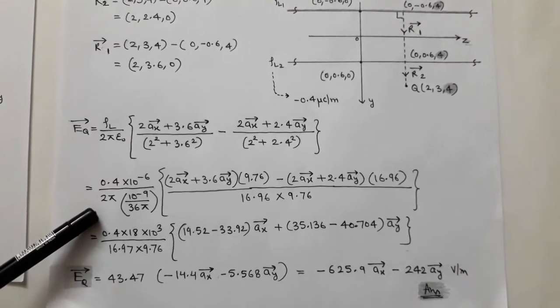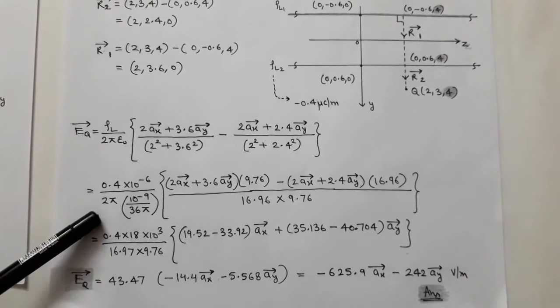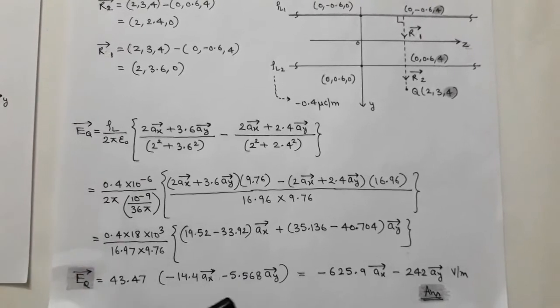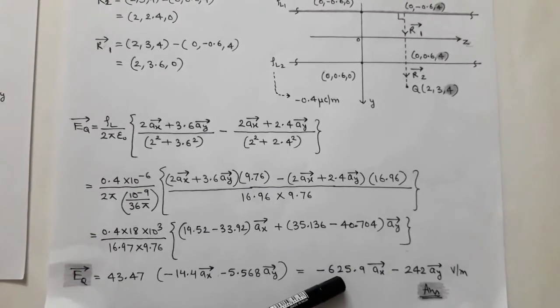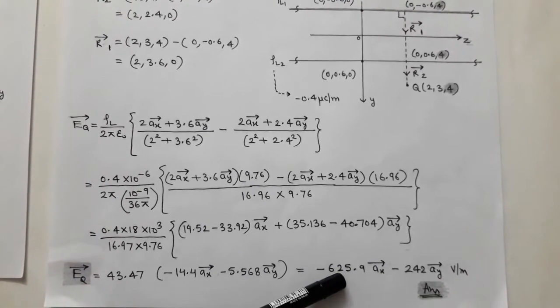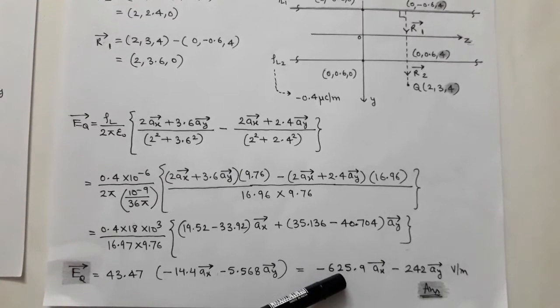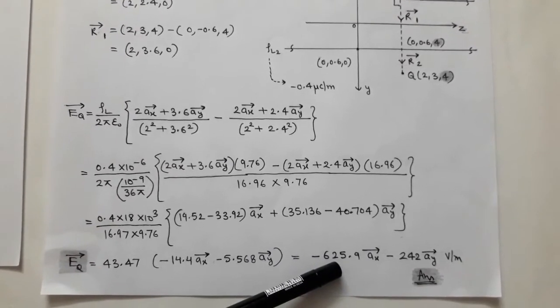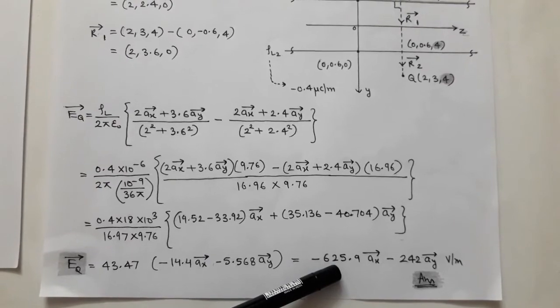These line charges are parallel to the z-axis. The answer is minus 625.9 unit vector x minus 242 unit vector y volts per meter. Volts per meter is the unit of electric field intensity E.